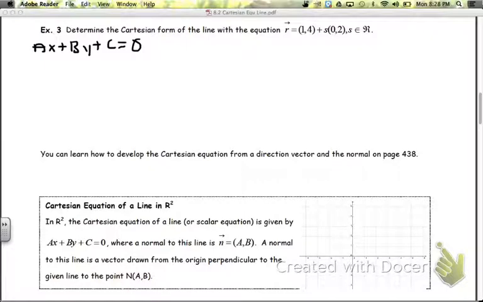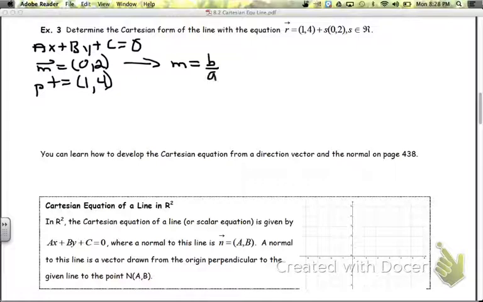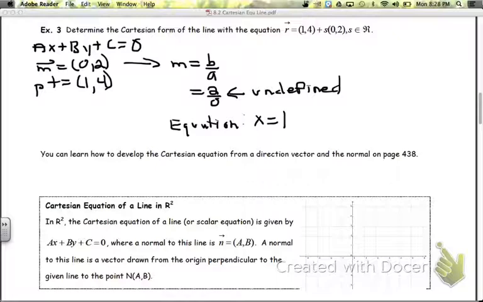So what do I know here? I know my vector m, which is equal to [0, 2]. I know a point, which is equal to (1, 4). And therefore, using our vector here, we can find our slope, so b over a, which is just equal to 2 over 0. Anytime you have 0 in the denominator, this is undefined, giving us a vertical line. So therefore, we can state that our equation is just x equals 1.